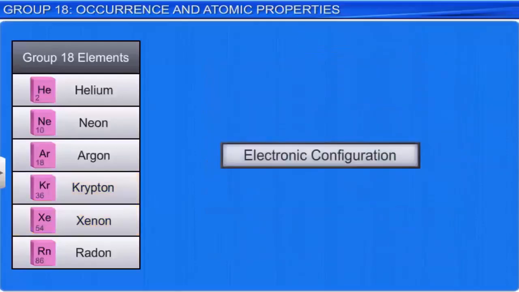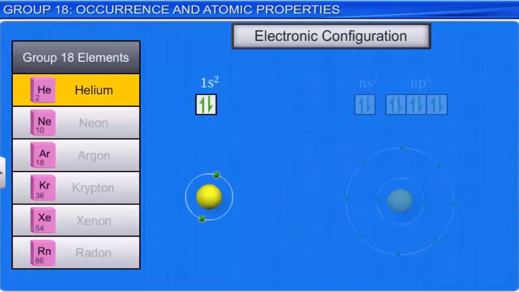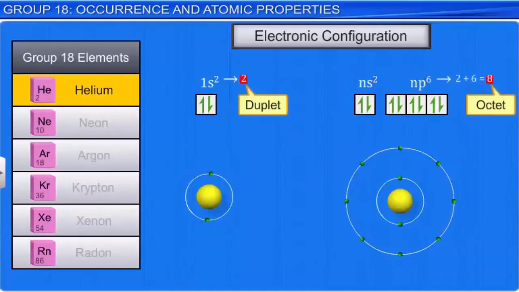Now let's look at the electronic configuration of the group 18 elements. The general valence shell electronic configuration of these elements is ns2 np6, except for helium. Note that the electronic configuration of helium is 1s2. Although helium does not possess an octet, it resembles other elements of the 18th group.